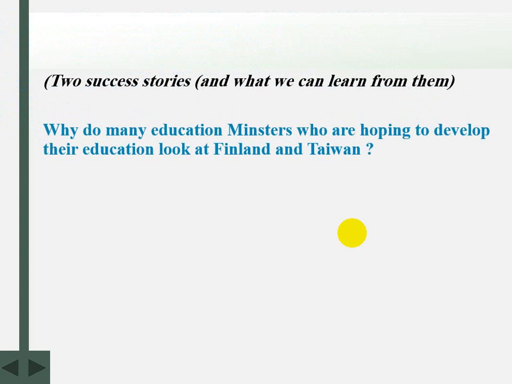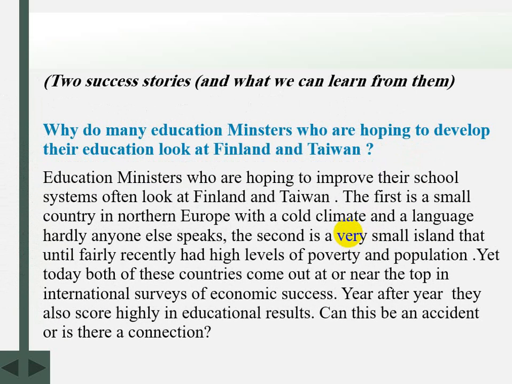Two success stories. Here we have 2 success stories and what we can learn from them. So at the end of the text, you are going to tell me what you learn from the text. Let's discuss paragraph number 1. Education ministers who are hoping to improve their school systems often look at Finland and Taiwan.